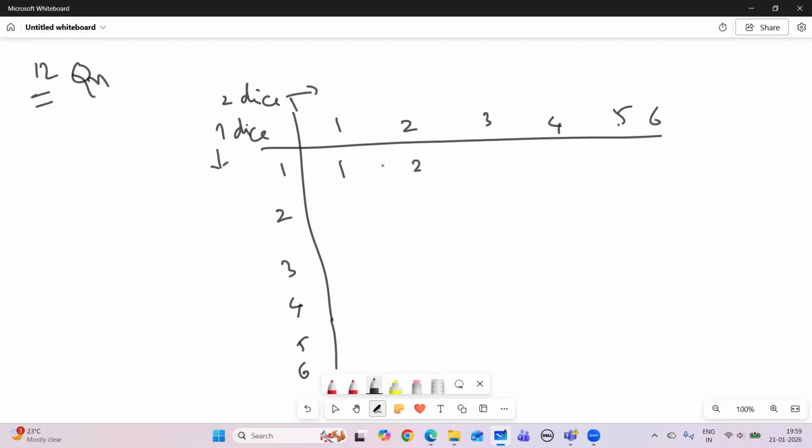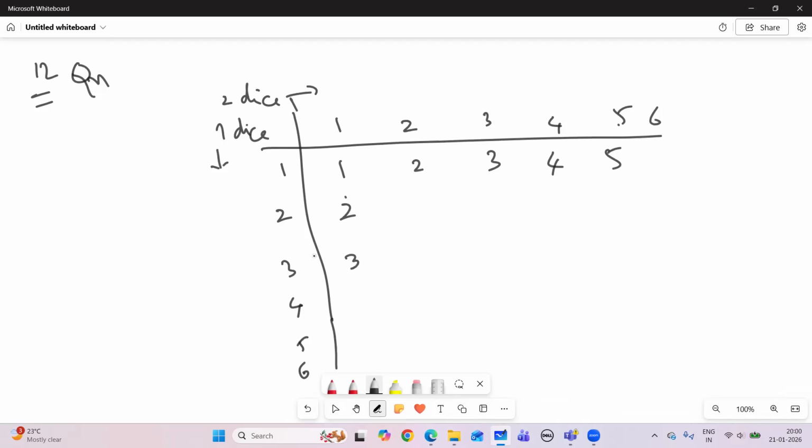1 into 2 is 2. 1 into 3 is 3. 1 into 4 is 4. 1 into 5 is 5. These are the products that are less than 6. So 1 into 6 should not be taken because the product of the pair 1, 6 becomes 6, which is equal to 6. Similarly, here 2 into 1 is 2, allowed.